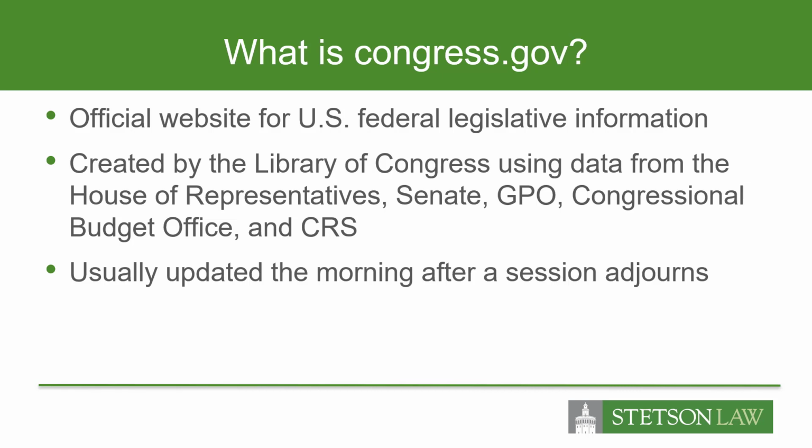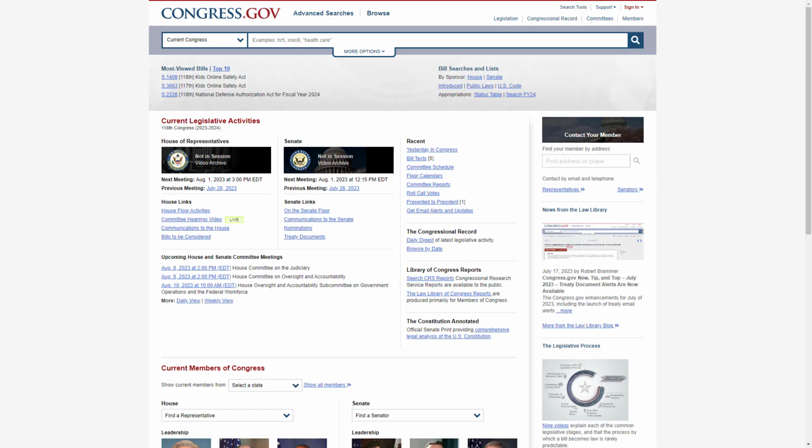Well, it's the official website for U.S. federal legislative information. It's created by the Library of Congress using data from the House of Representatives, Senate, Government Publishing Office, the Congressional Budget Office, and the Congressional Research Service. And it's really pretty up to date because it's usually updated the morning after a session adjourns. So it's a really great resource for your legislative history and current legislative history.